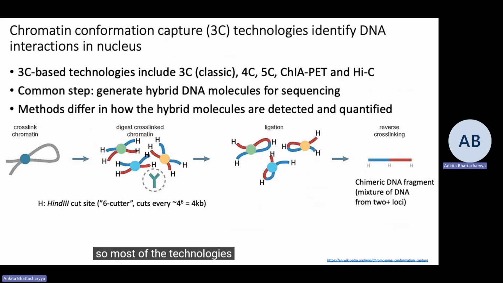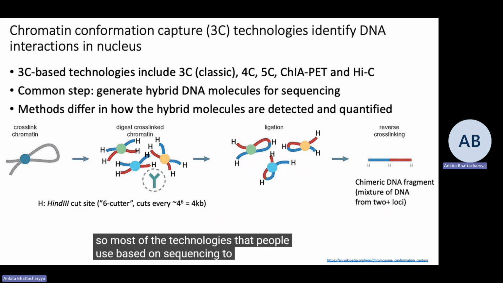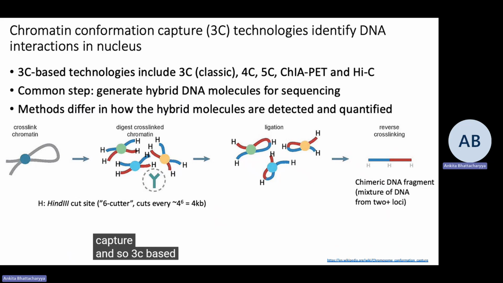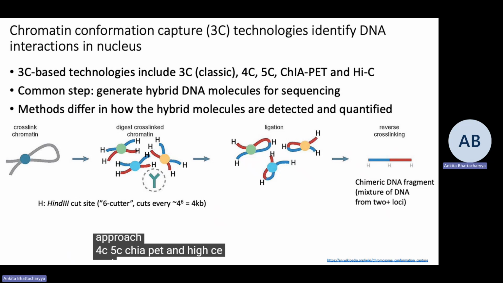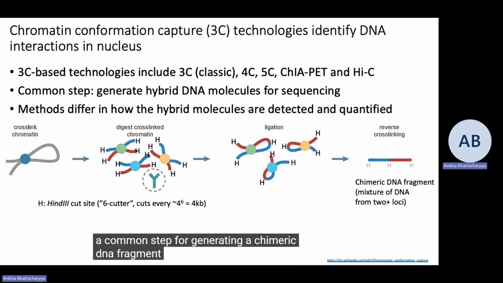So most of the technologies that people use based on sequencing to detect interactions between genomic loci are based on what are called 3C technologies, or chromatin conformation capture. And so 3C based technologies include what you might call the classic 3C approach, 4C, 5C, ChIA-PET, and Hi-C. All of the 3C based technologies share a common step for generating a chimeric DNA fragment.